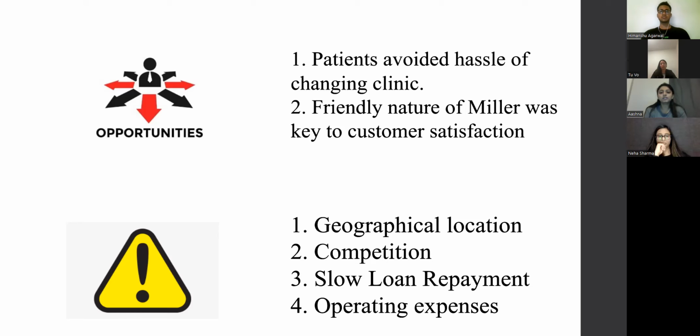Then the second one is that the friendly nature of Miller was a key to customer satisfaction. As we have seen, Miller's personality was such that he can easily calm down a patient.